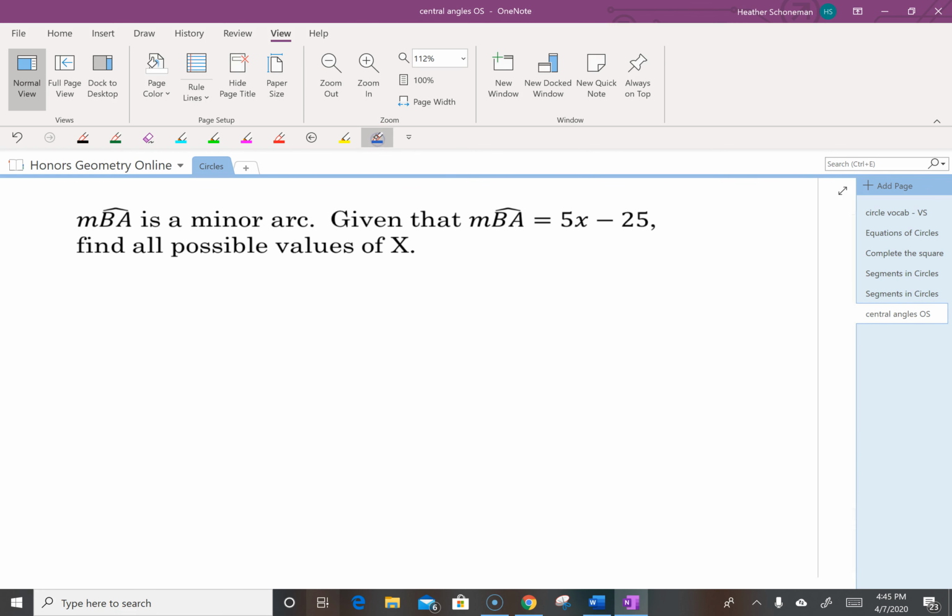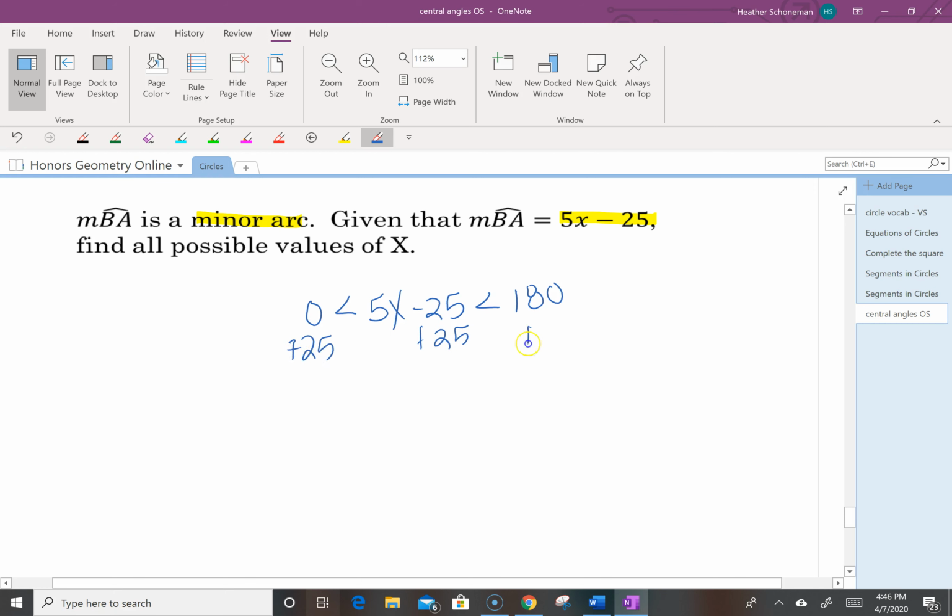We did these at the beginning of the year with acute and obtuse angles, but now we're just doing them with arcs, so it's the exact same thing. This one tells us it's a minor arc, and they tell you what it is, and we need to write a compound inequality for the expressions of x. Well, if it's a minor arc, we know the arc is between 0 and 180. So to solve, we're going to add 25 to both sides. Remember, we did this to all three sides when it was a compound inequality. So this gives us 25 is less than 5x, which is less than 205.